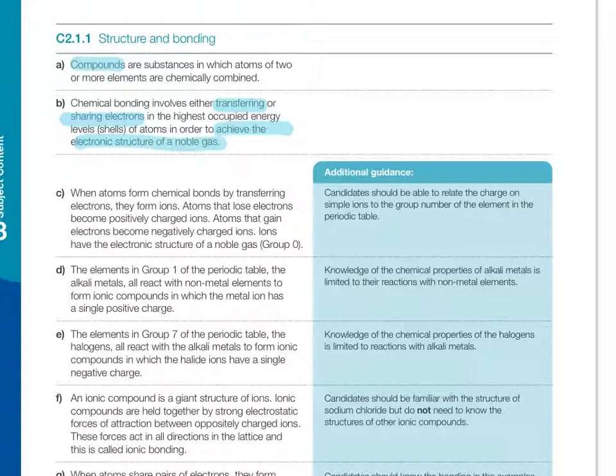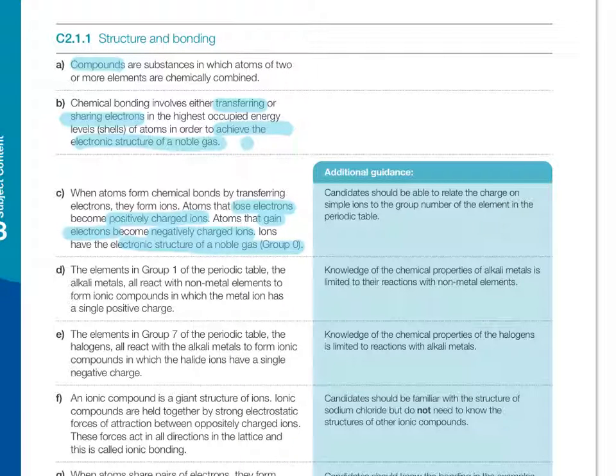And we mentioned this before, the reason why things bond is to try and achieve the electronic structure of a noble gas. Put simply, that means you're trying to get a full outer shell so that the atom becomes stable. It doesn't want to react anymore. Remember, we said that any atoms that lose electrons, the negative electrons, will become positively charged ions. Any atoms that gain those extra negative electrons will become negatively charged ions. And they will have the electronic structure of a noble gas. It's coming back to this point again here. It will try to achieve a full outer shell so that it is stable.